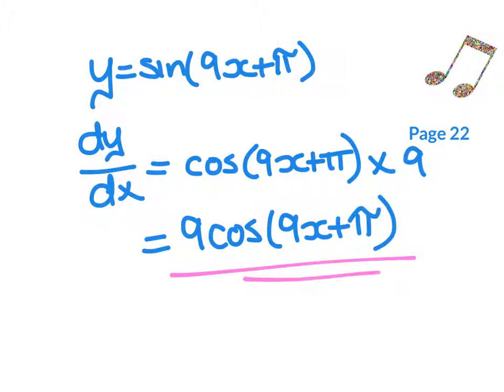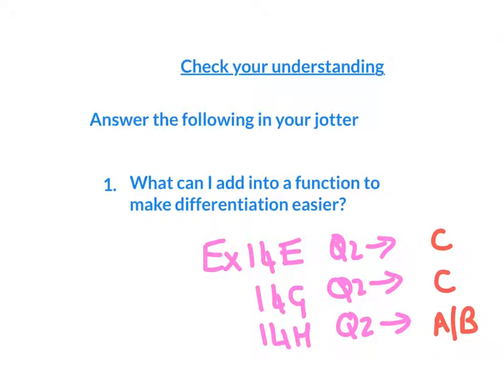Okay, so the only thing to remember today: what can you add into a function to make the differentiation easier if they're not naturally occurring? Now we're ready to do the 3 exercises that we started before, but we're going to be going from question 2. We've got level C for 14A and G and AB for H.